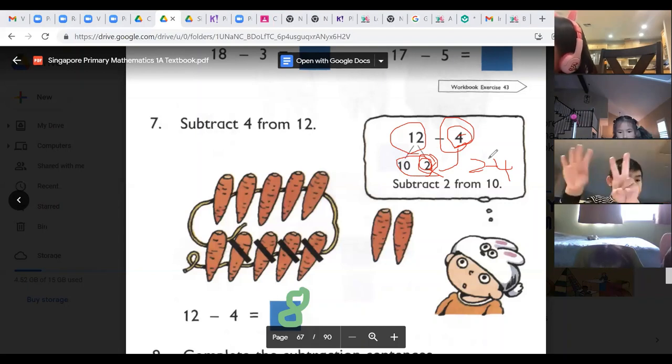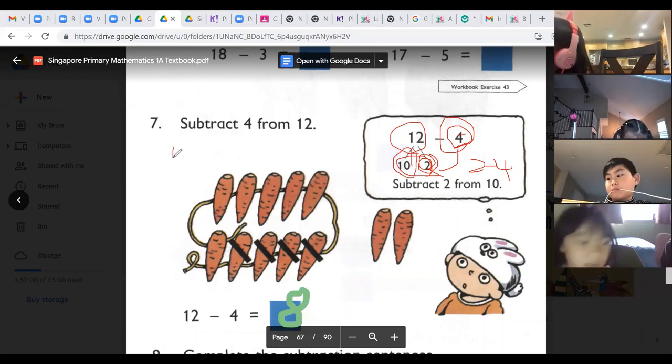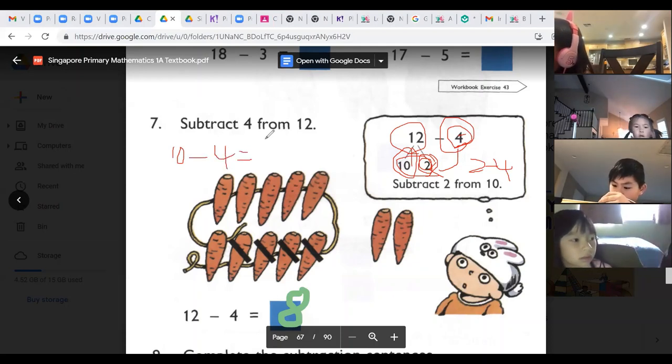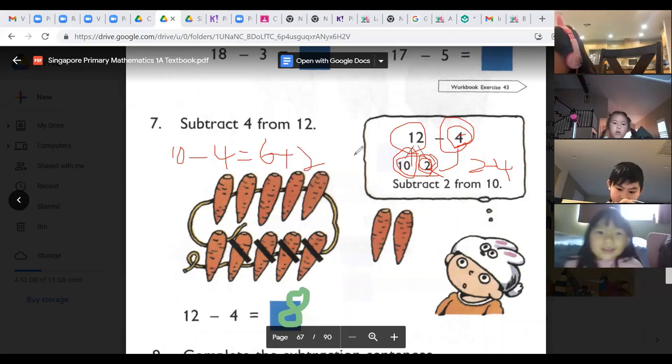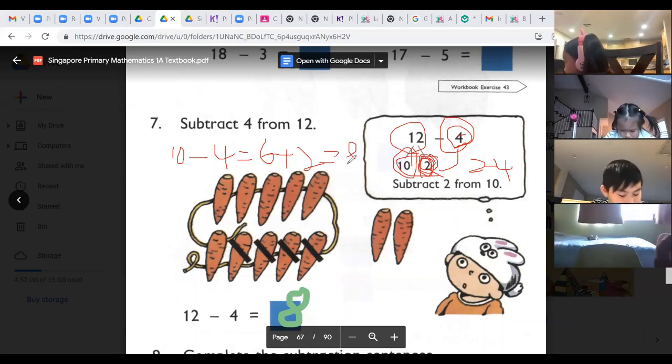So we're going to have to switch our strategy, which is taking away from the 10 itself. So then that would become much easier. And so we would just do 10 minus 4, which is 6. And then we would add that back with the other number, which is 2. So then the answer is 8.